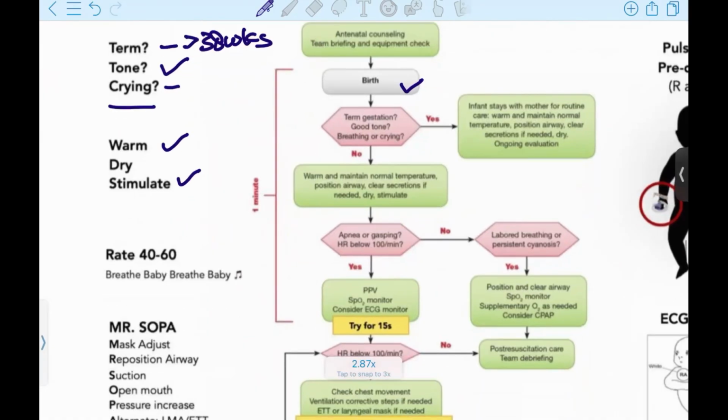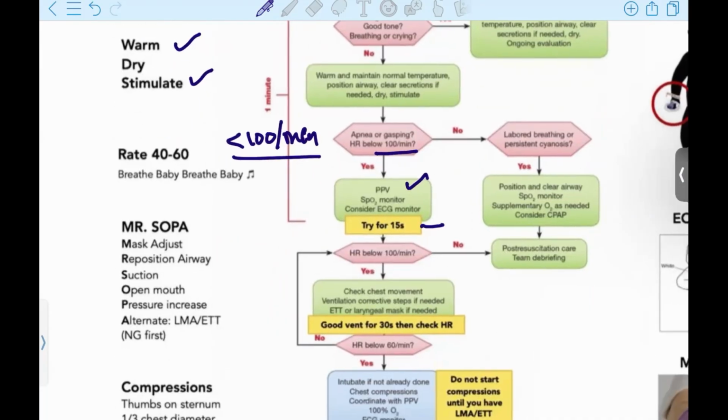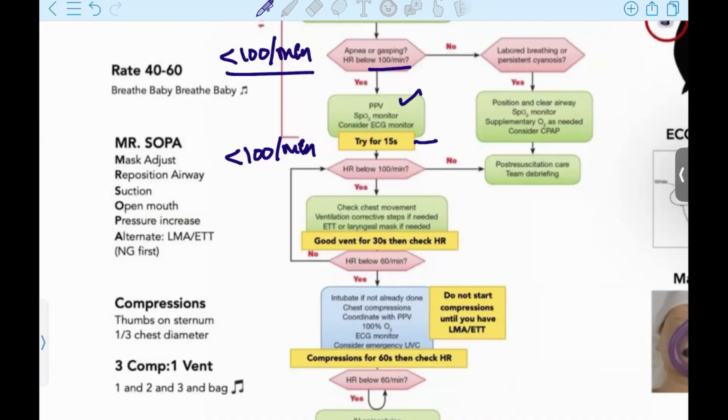If the baby still has symptoms like no crying or decreased tone, then check the heart rate of the baby. If it is less than 100 beats per minute, what should be done? Start positive pressure ventilation and give it for 15 seconds. Again, check the heart rate. Then you either continue positive pressure ventilation if it is responding, or else you can go for intubation of the baby.